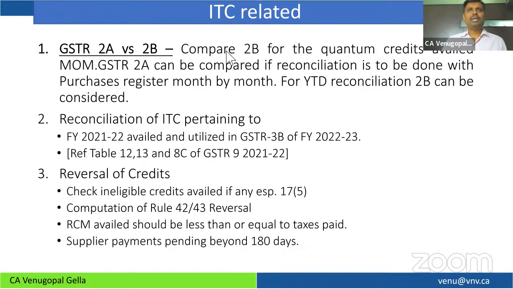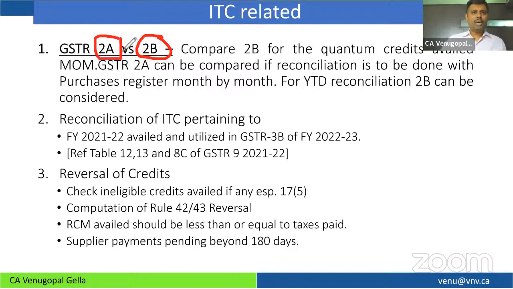So you have to make sure that 2B, you can always say, indicates the maximum credit that you can avail. The quantum of credits that you are availing month over month is only to be compared with 2B. If you are doing a YTD reconciliation of the credit that is there in the books of accounts and the credits that you have availed or are eligible to avail, you can use 2B. But if you are doing any particular month, let's say for the month of October 22, then please use 2A.